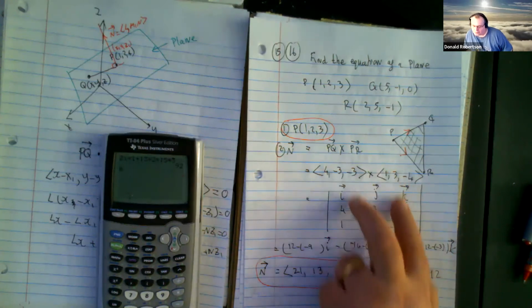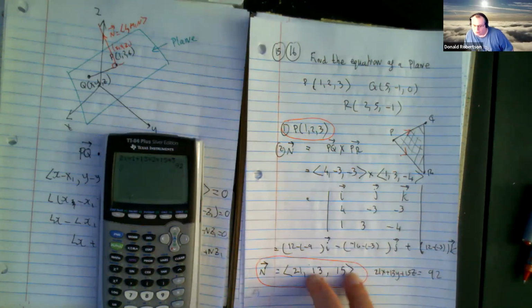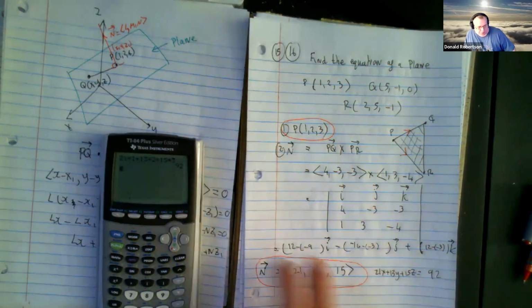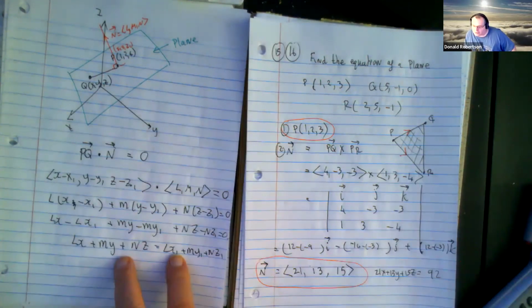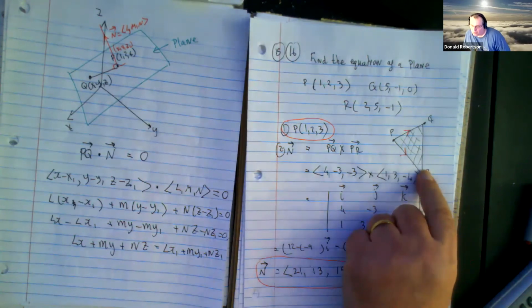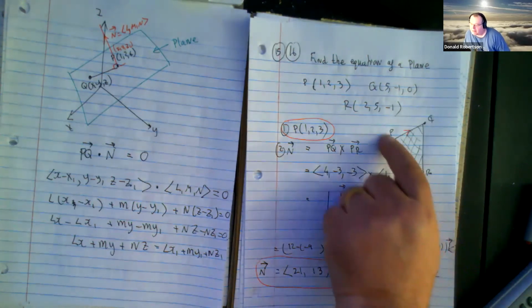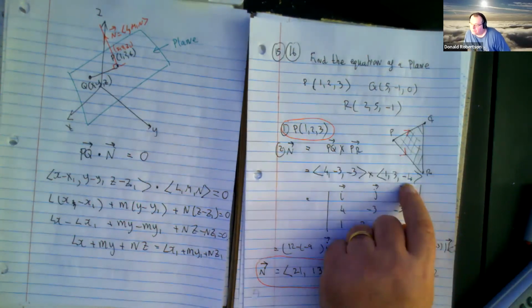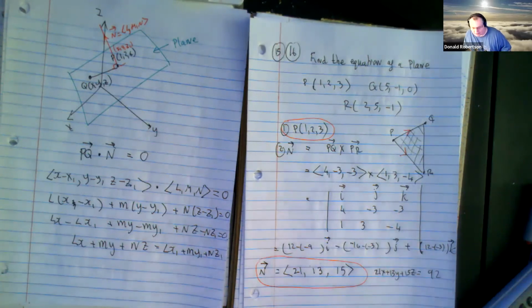Cross product of them gives you the normal. Once you have a point and the normal, plug and chug formula. Now, I picked P because I like P. Suppose I picked R. Wouldn't I do RQ and RP? And that would be fine, and I'd get an answer.